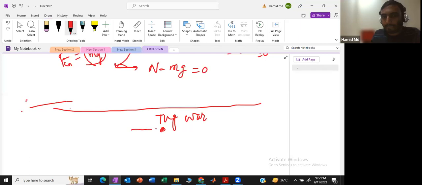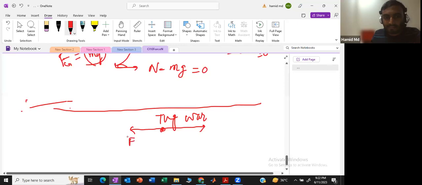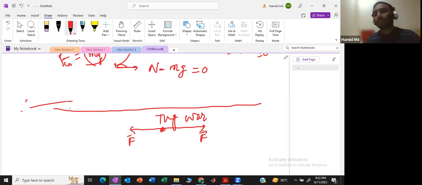It's when two people are standing at each end and pull the rope with equal force. If the force is equal, this knot over here will stay fixed at this point only. No one is winning, no one is losing.